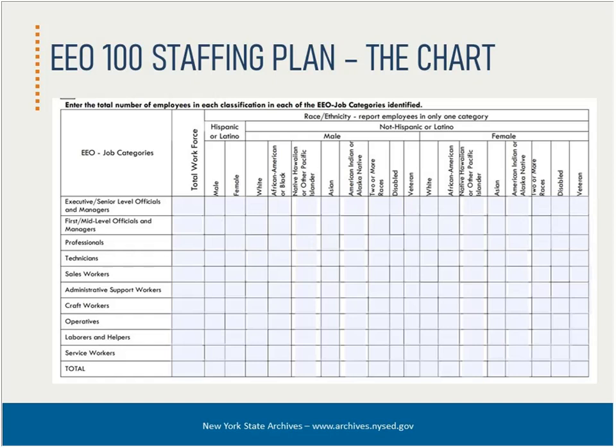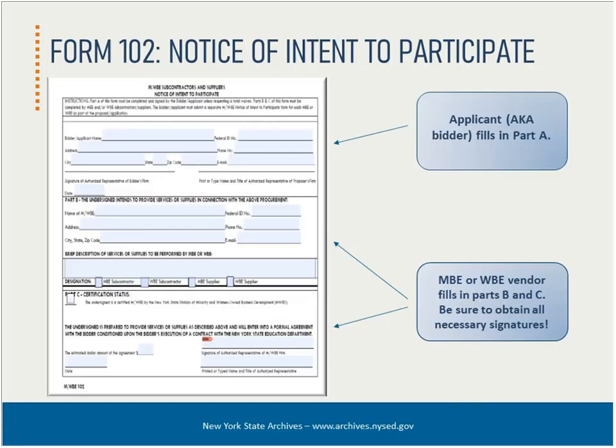Next, we'll look at forms that are specific to the method of compliance you are filing for. The MWBE Form 102, Notice of Intent to Participate, is required when filing for full participation and partial participation. These methods of compliance mean you can either fully or partially meet your MWBE goal by using goods or services from MWBE certified vendors. The form requires that both you and the vendors complete different parts of the form. You, the applicant, also known as the bidder on the form, complete Part A. Part A asks for your institution's name, address, FEIN, and phone or email contact information.